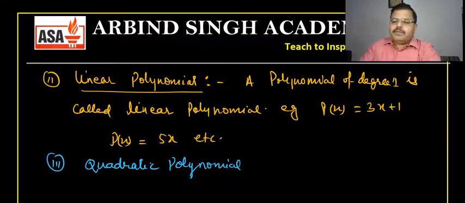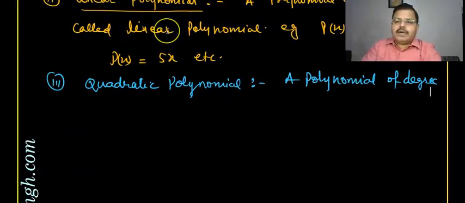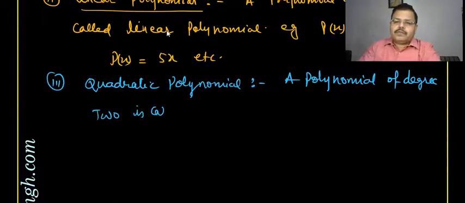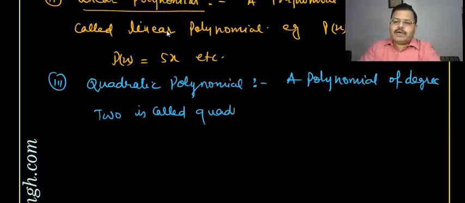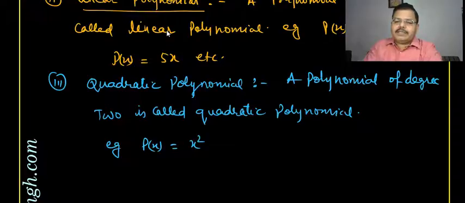Quadratic polynomial. So what is that? A polynomial of degree 2 is called a quadratic polynomial. Note down this polynomial. You will understand it in future also whenever you revise. So note it down. For example, I can write p(x) is equal to x square plus 1. That is a quadratic polynomial.